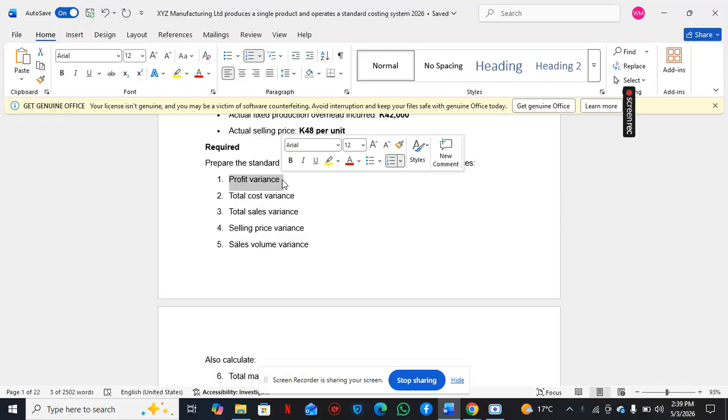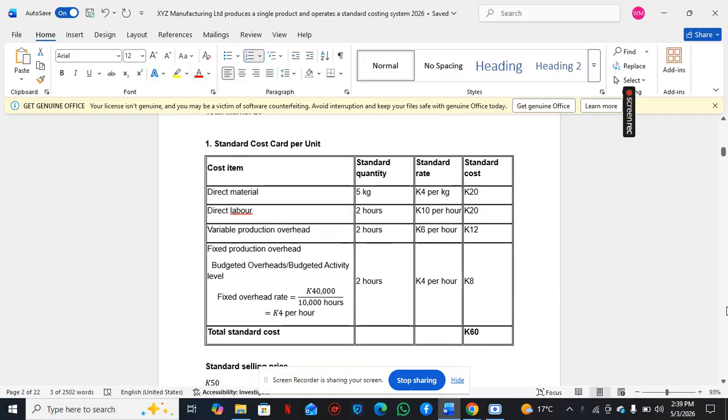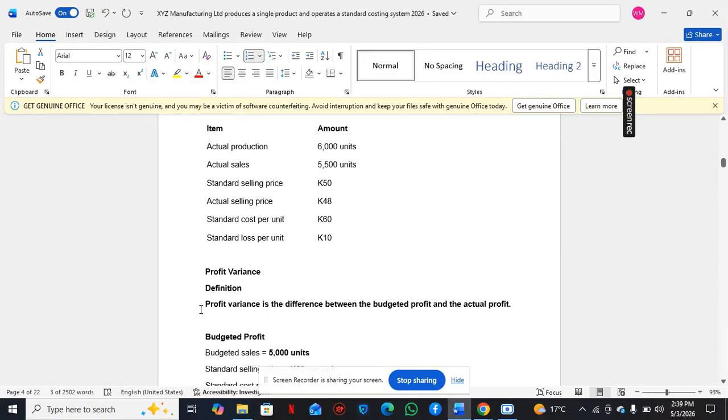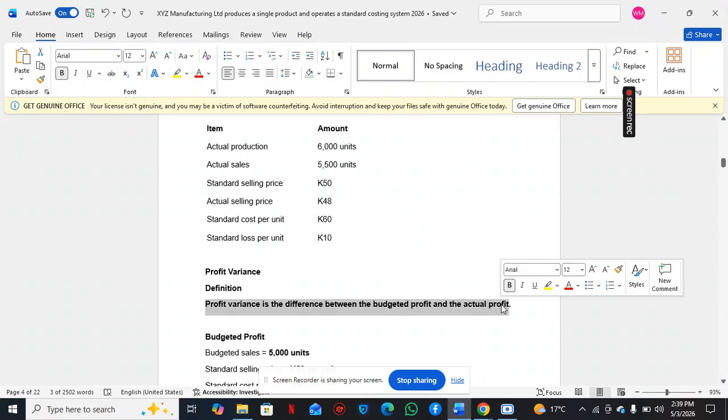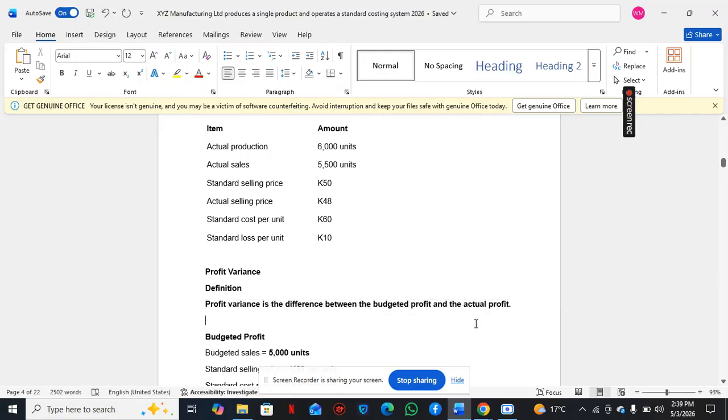So basically, the profit variance is: did we make more profit or less profit than expected or than budgeted? It is the difference between the budgeted profit and the actual profit. So we have to find out what the budgeted profit is, what the actual profit is, and then we compare. If the budgeted profit is greater than the actual profit, then we did bad.